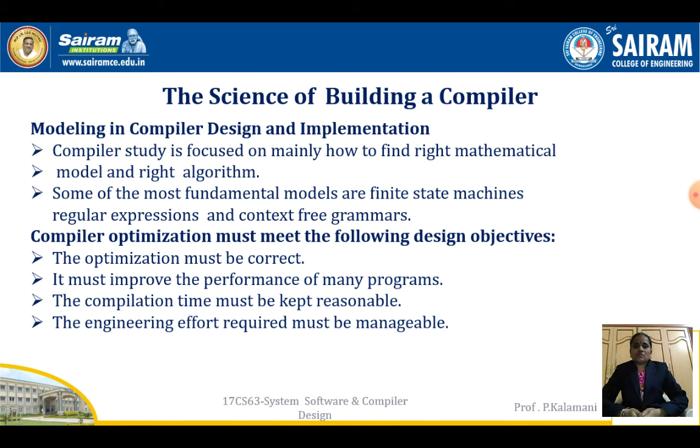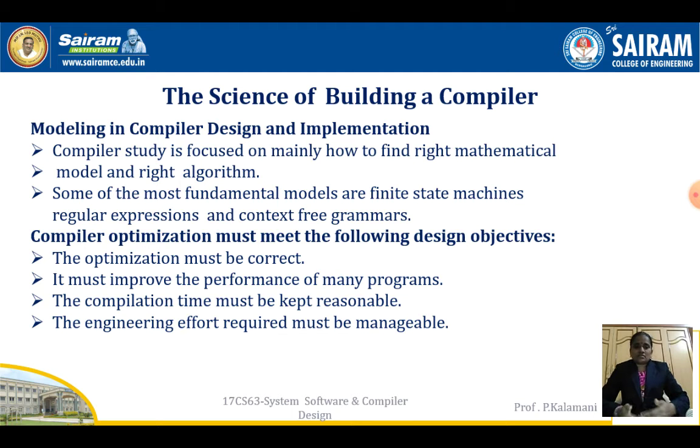Next is the science of building a compiler. First we should know the modeling in compiler design and implementation. Compiler study is focused mainly on how to find the right mathematical model and the right algorithm. That is the main aim of compiler design. Some of the most fundamental models, finite state machines, regular expressions, and context-free grammars, are taken into account for designing a compiler. Compiler optimization must meet the following design objectives.